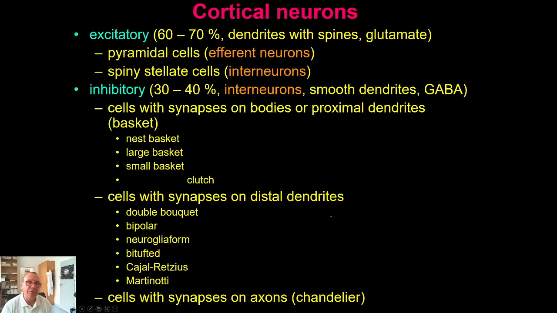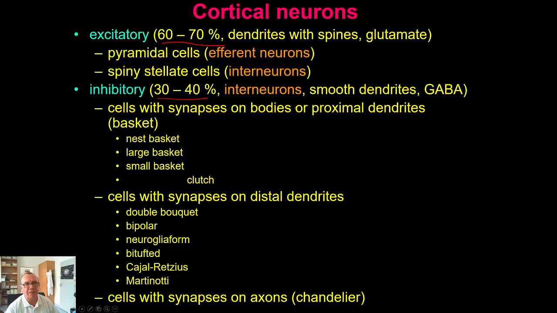Which are the cortical neurons? Cortical neurons are classified as excitatory and inhibitory. It is one classification here. You can see that excitatory are more numerous. They represent 60 to 70% of neurons. Inhibitory are less numerous.